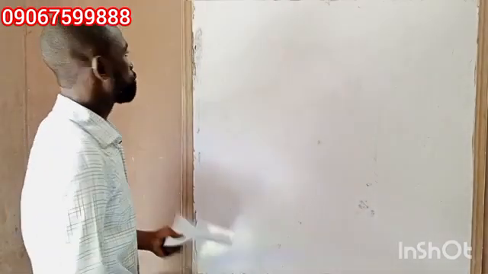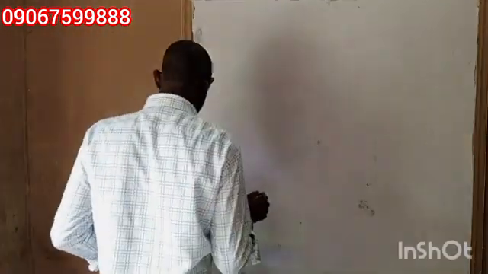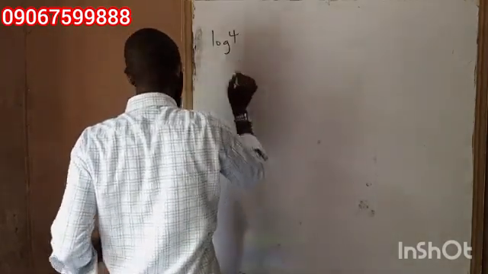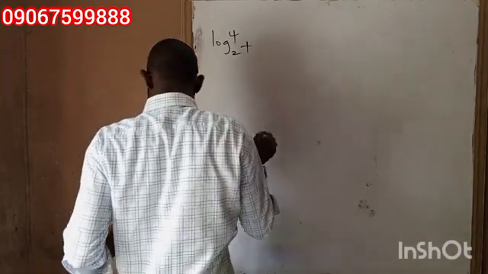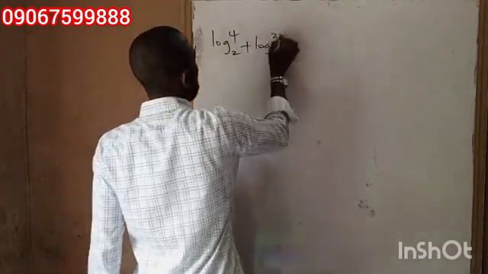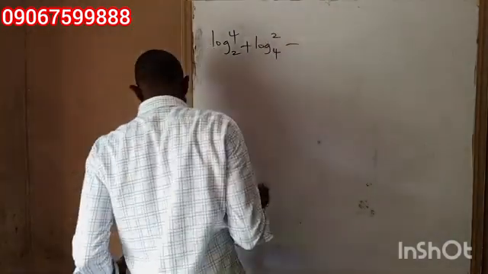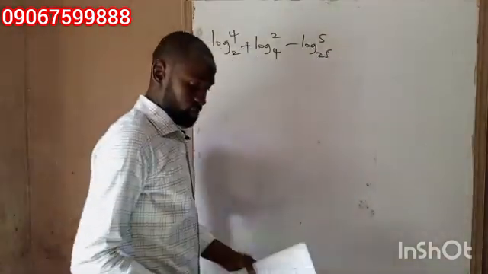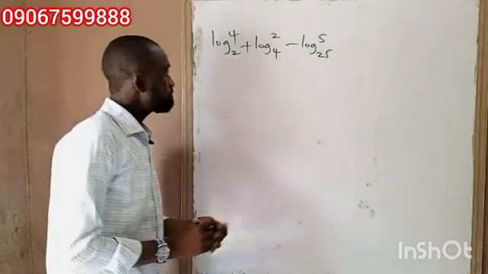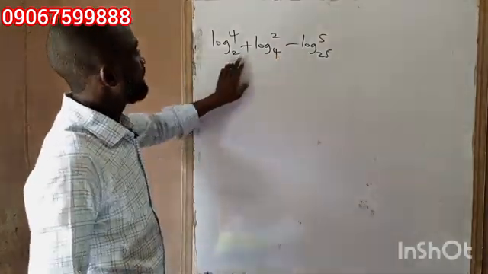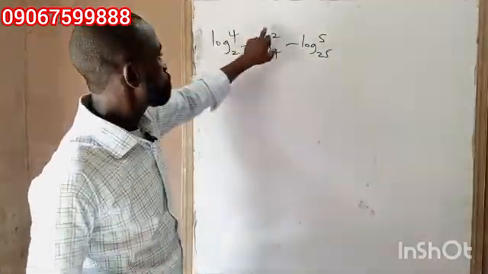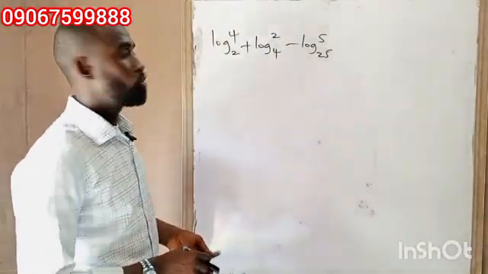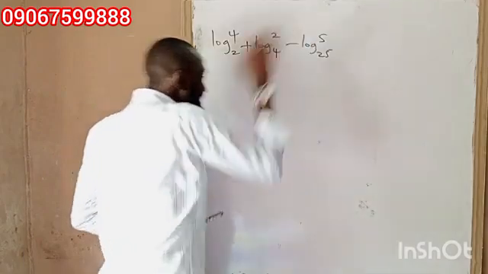So let me now combine the two. Look at this. We have to simplify log of 4 base 2 plus log of 2 base 4 minus log of 5 base 25. Look at this one now. They don't have the same base. If they had the same base, it should have been 4 times 2 divided by 5. Is it clear? But they don't have the same base, so we are going to solve it separately.